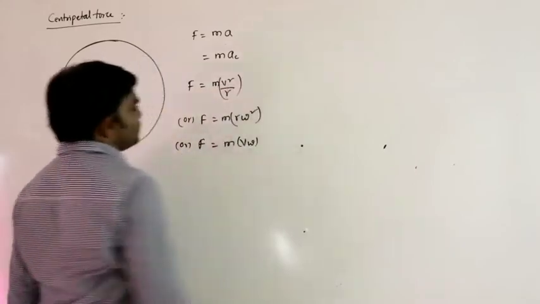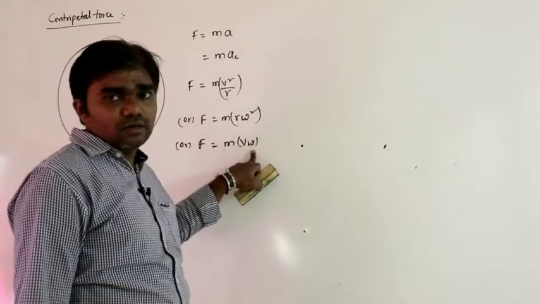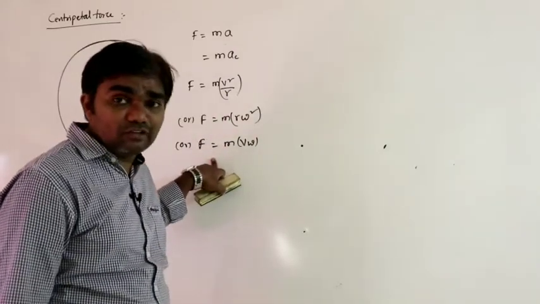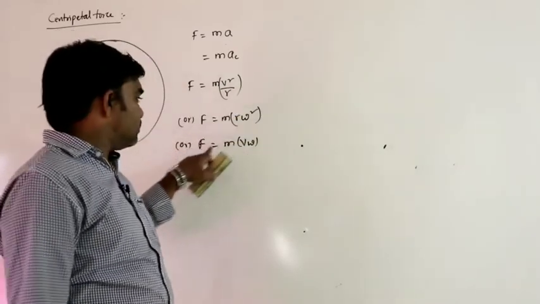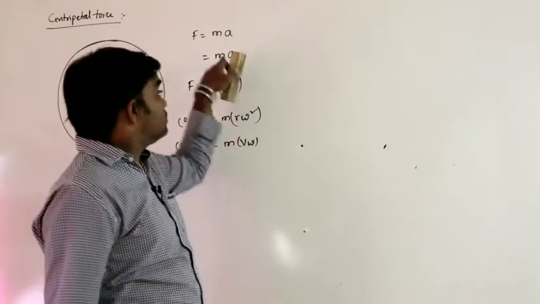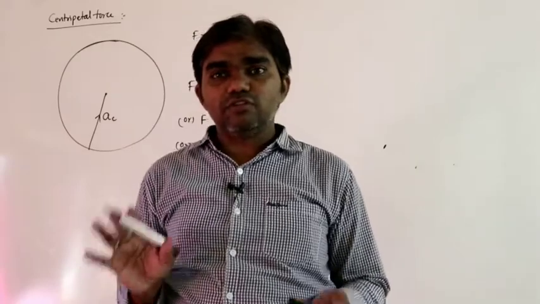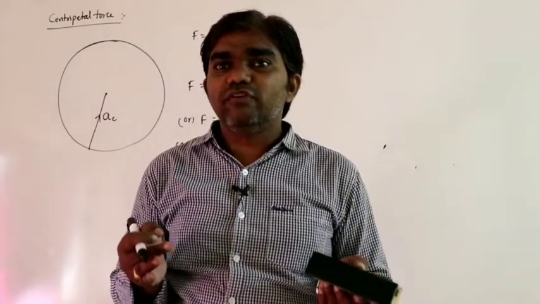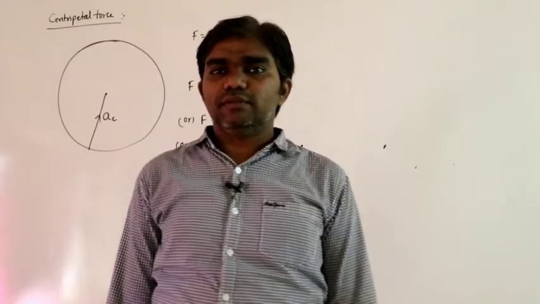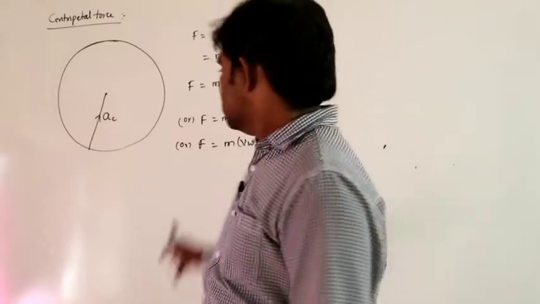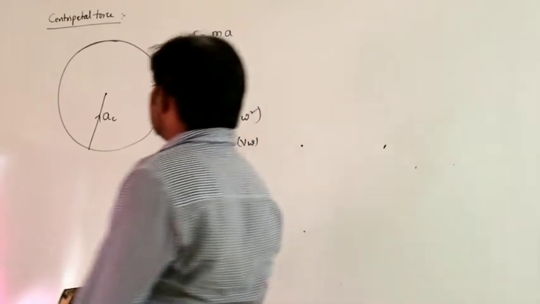All these, v square by r, r omega square, and v omega, are the formulas for centripetal acceleration, and these are the formulas for the centripetal force: F equals mv square by r, F equals mr omega square, F equals mv omega. The minimum force required for any body to perform circular path is called centripetal force.